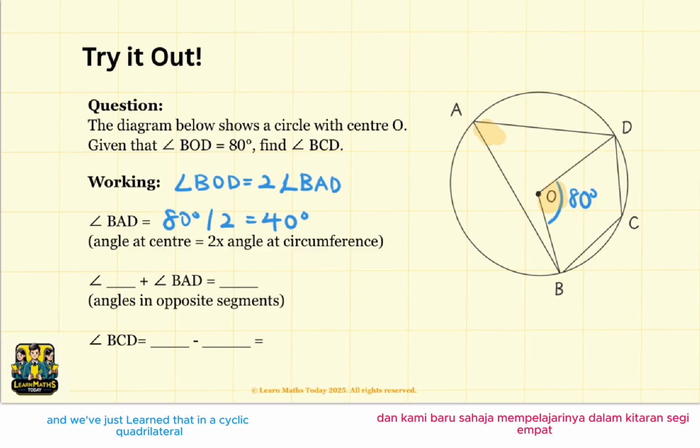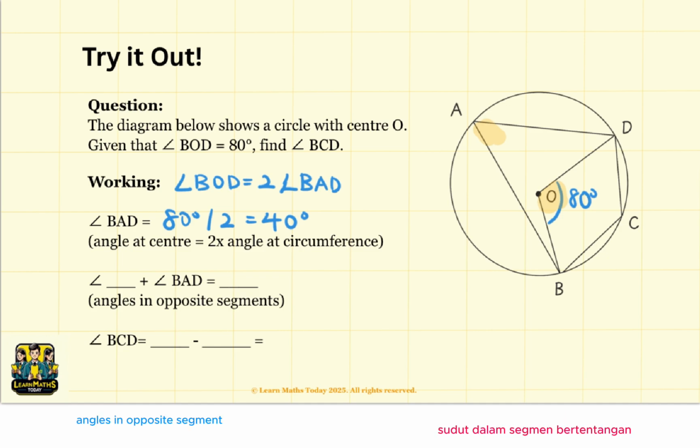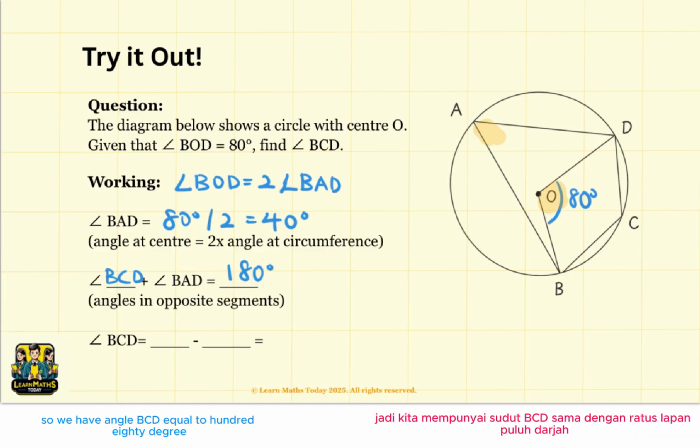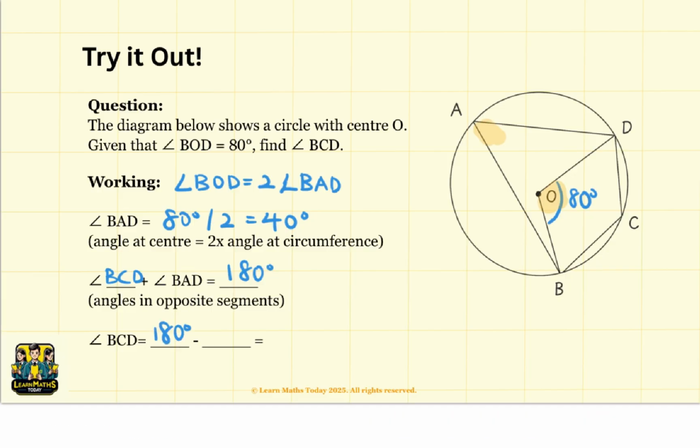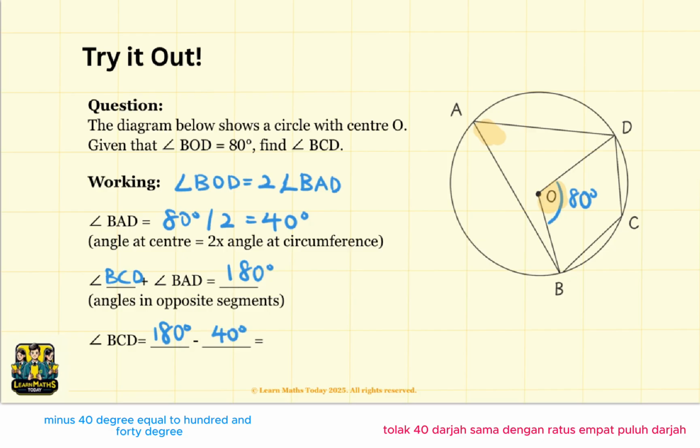And we just learned that in a cyclic quadrilateral, angles in opposite segments sum up to 180 degrees. In other words, angle BCD and angle BAD sum up to 180 degrees. So we have angle BCD equals 180 degrees minus 40 degrees, which equals 140 degrees.